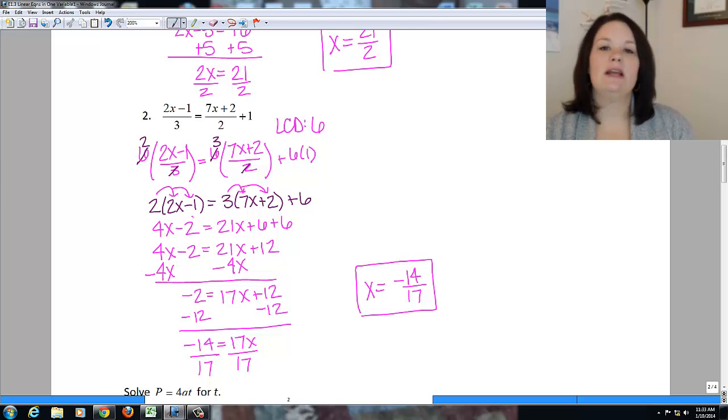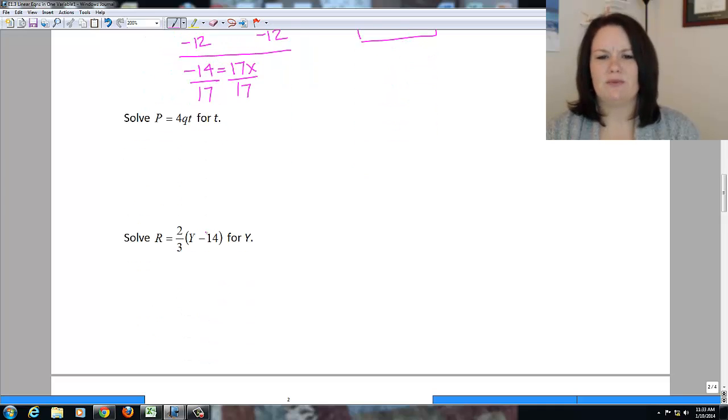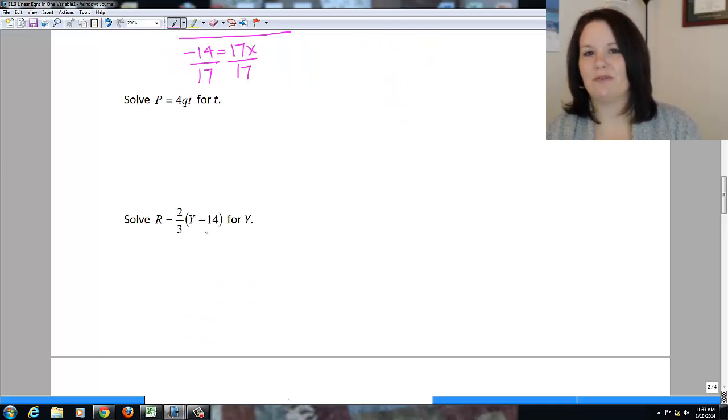Okay, so I want to look at the same type of steps in terms of solving equations. The only difference here is we're going to solve formulas, which means we use the same steps, but there's less numbers and more letters.